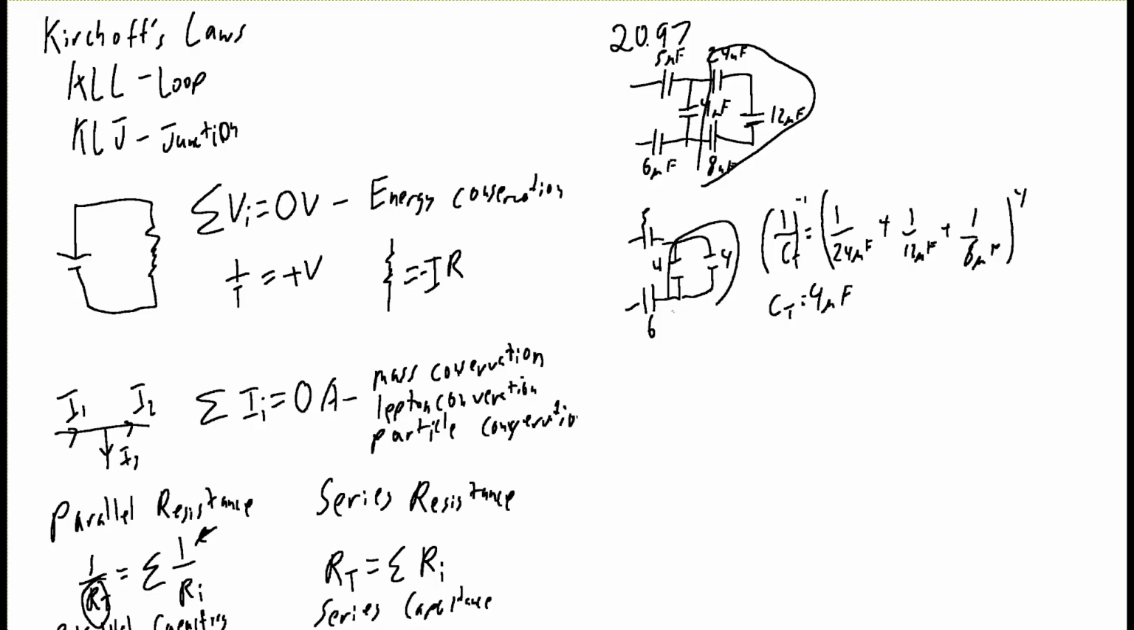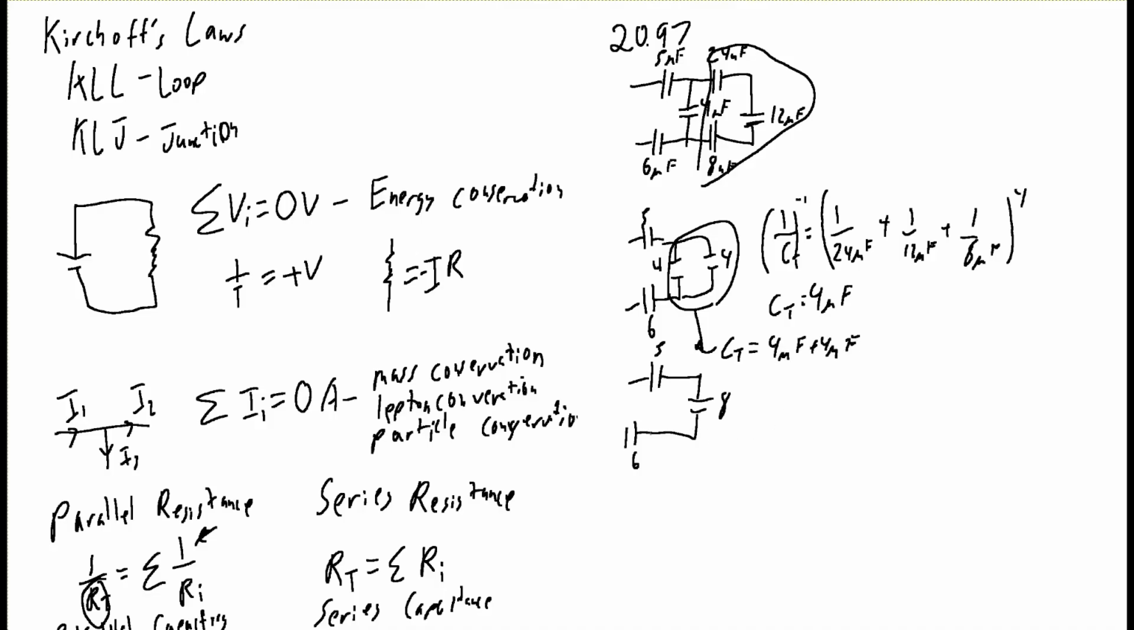So we grab these two. They're in parallel. All right. So that makes that easy. That's 4 plus 4. 4 plus 4 is 8. So we now have a network that looks like that. And so we have 5, 8, and 6. And so now we need to do, so this CT going here to that guy is CT is equal to 4 microfarad plus 4 microfarad.